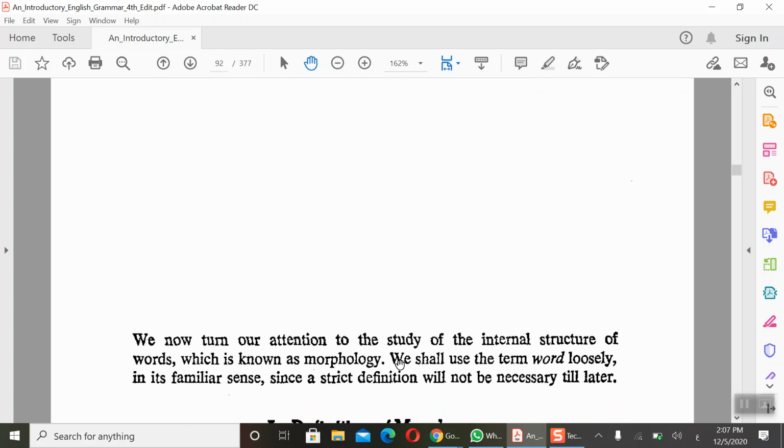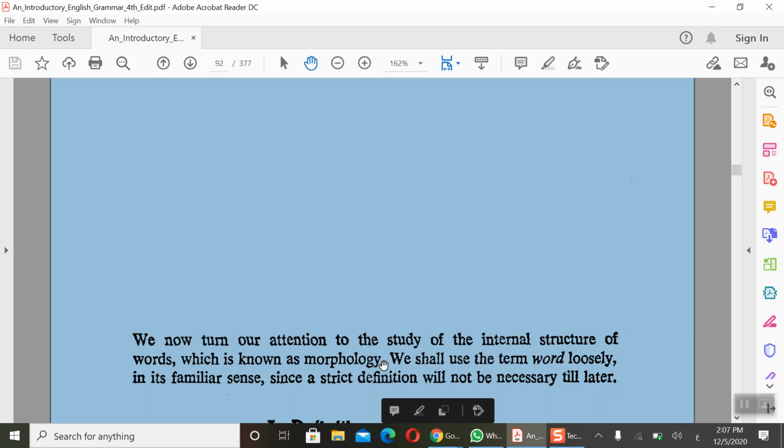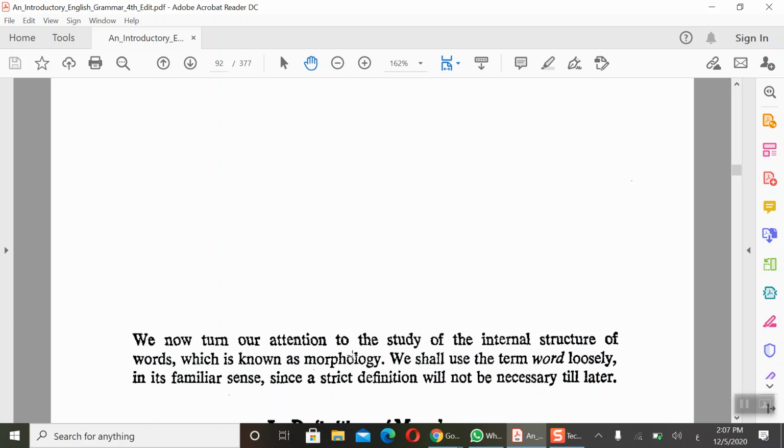First of all, before we talk about morpheme, we need to know about morphology. You can see here, morphology. In Arabic, it means علم الصرف. Morphology, علم الصرف.